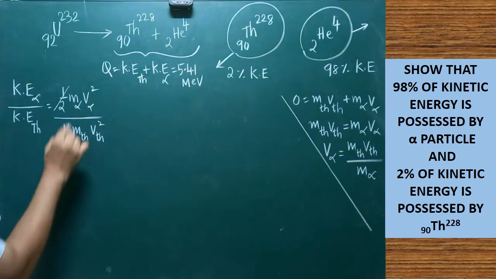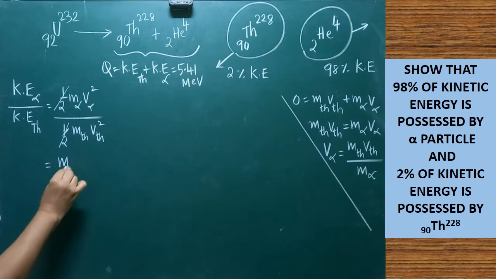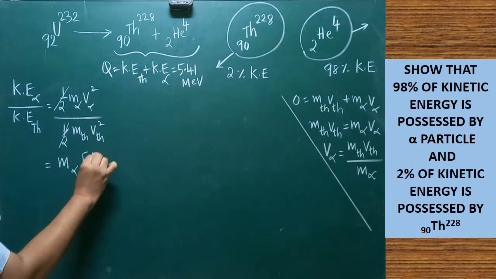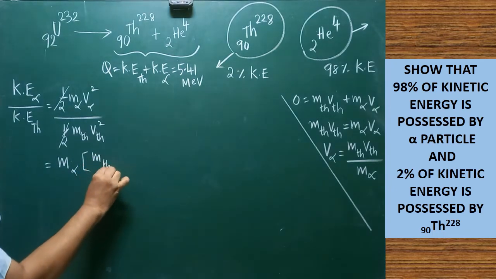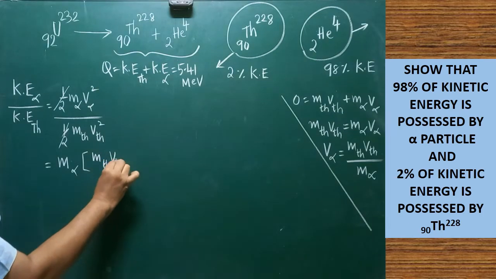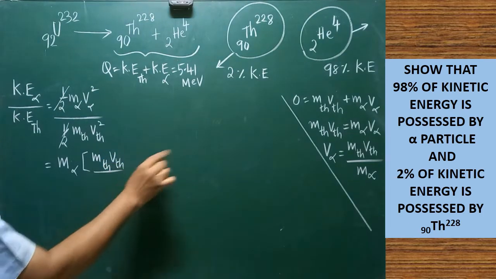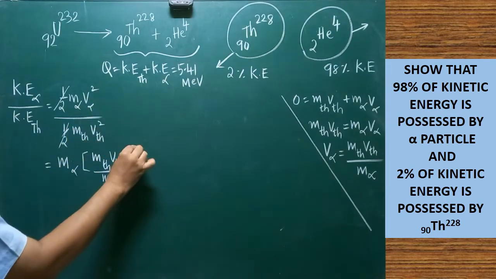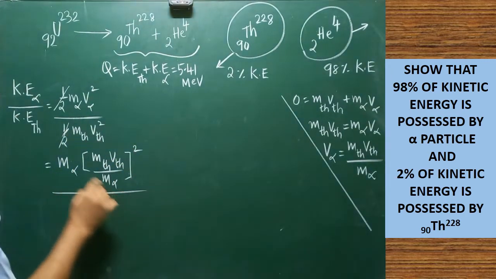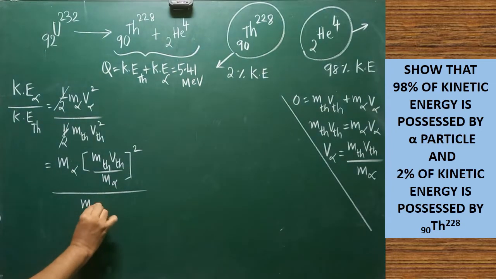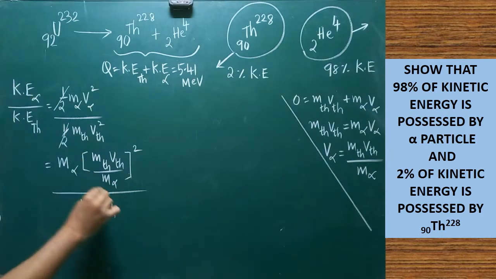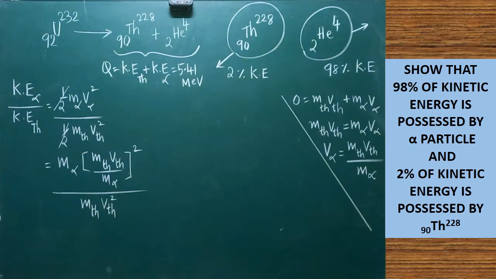In the next step, here m alpha can be written, and instead of v alpha, we can substitute mass of thorium and the velocity of thorium whole divided by which one? Mass of alpha. The entire thing must be squared, whole divided by mass of thorium, and velocity of thorium can be written and it can be squared. So everything is written, is clear, and v alpha is substituted.